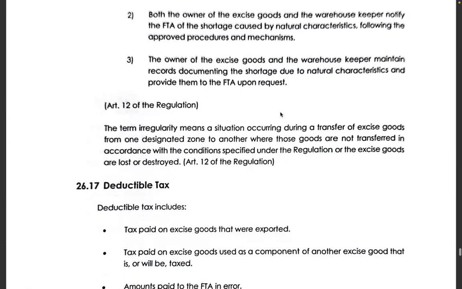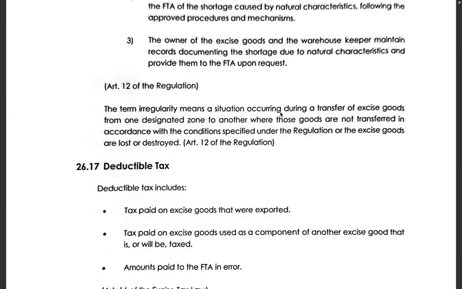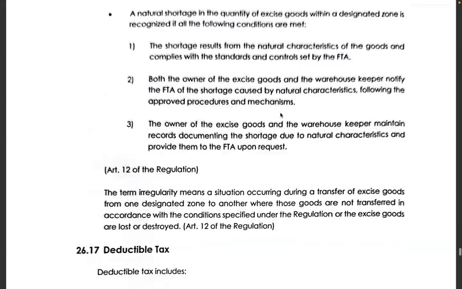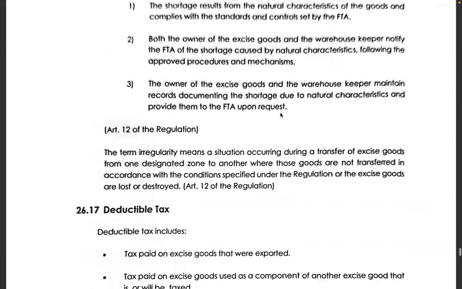So proper documentation, record keeping, and transparency is there, and it is approved as well by FTA. Then only it will be allowed. It will not be seen as free circulation.